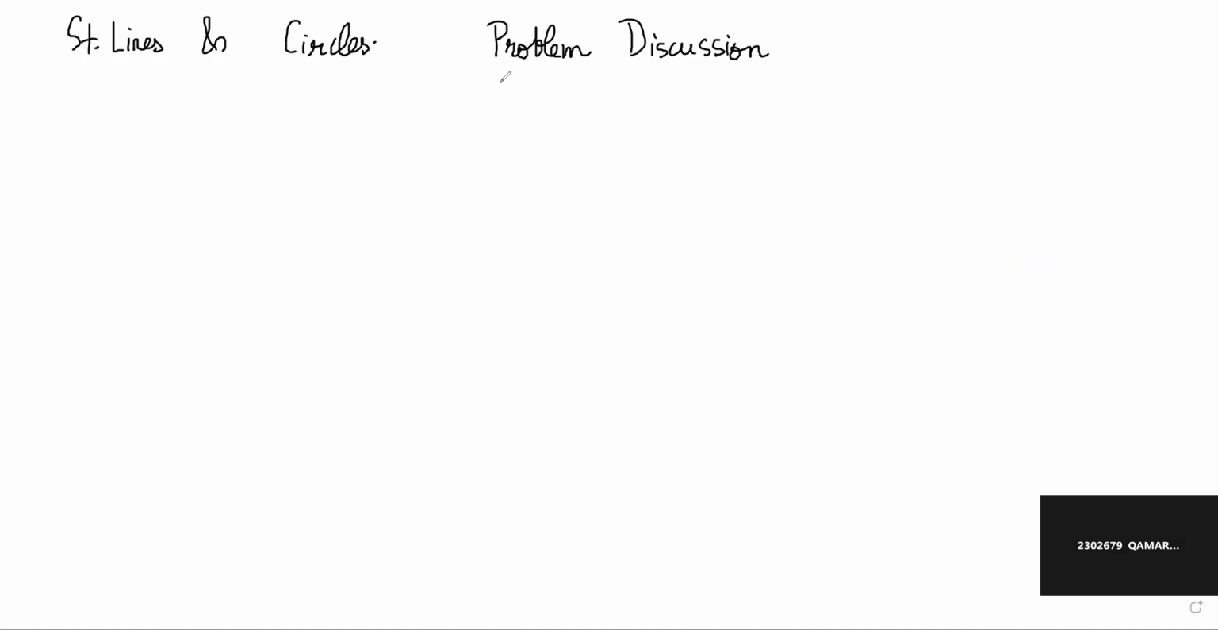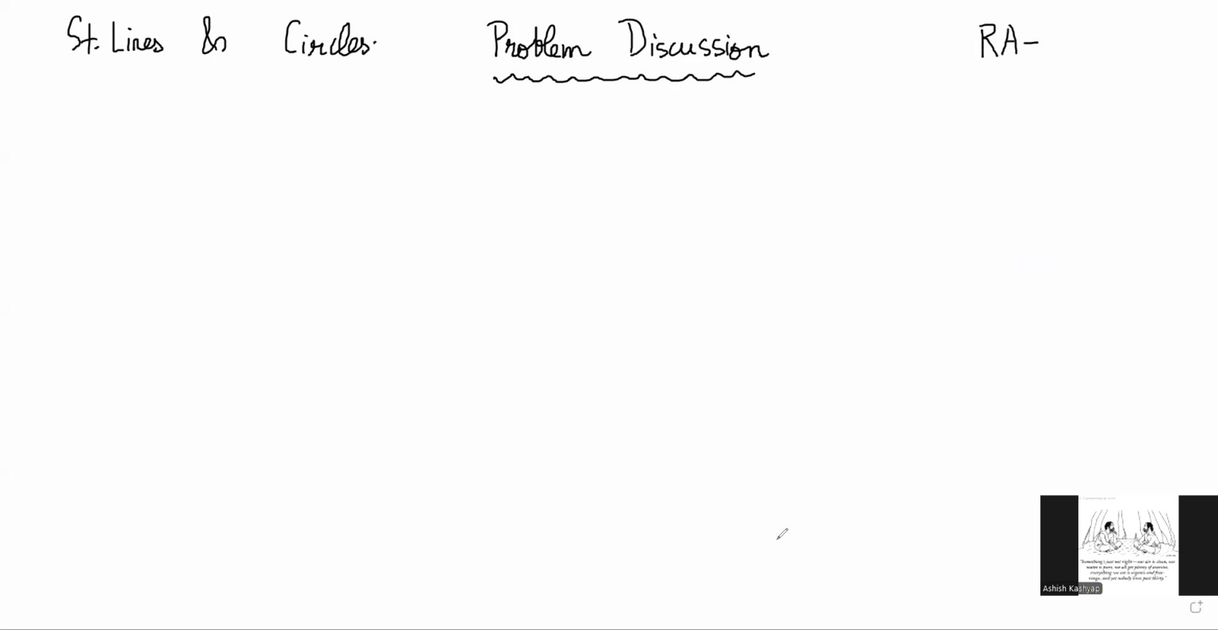Okay, let's start with the problems. This is the race sheet for straight lines and circles. So tell me which questions you have not been able to do. We'll discuss those problems. This is RA6, the sheet that I had shared on straight lines and circles. You can share your doubts and we'll discuss those problems.